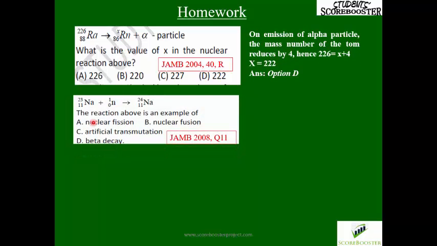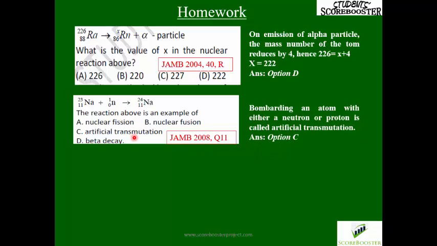This is sodium-23. Bombardment of sodium with a neutron, as we just discussed, forms another atom of sodium. This is what? Bombardment with either neutron or proton is called artificial transmutation. That's what we have said. Option C is the answer.